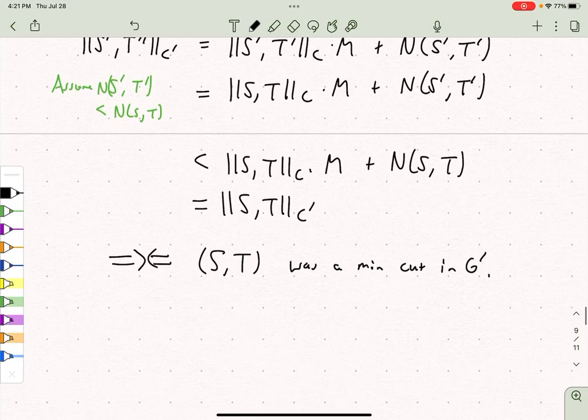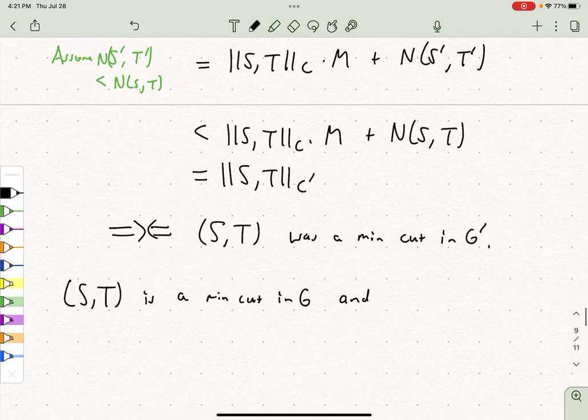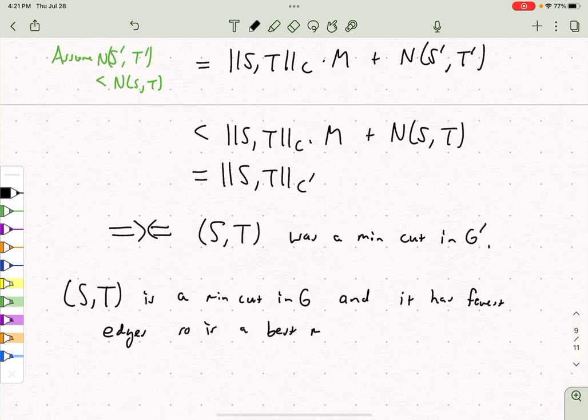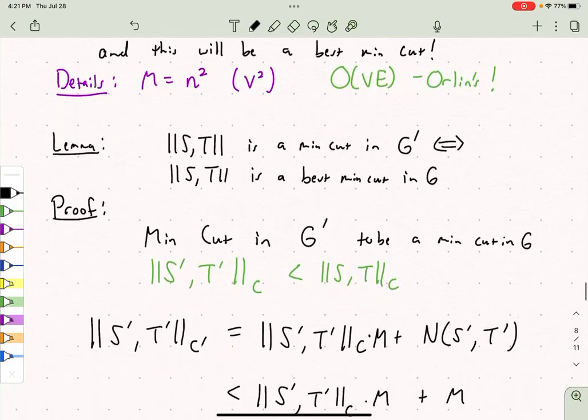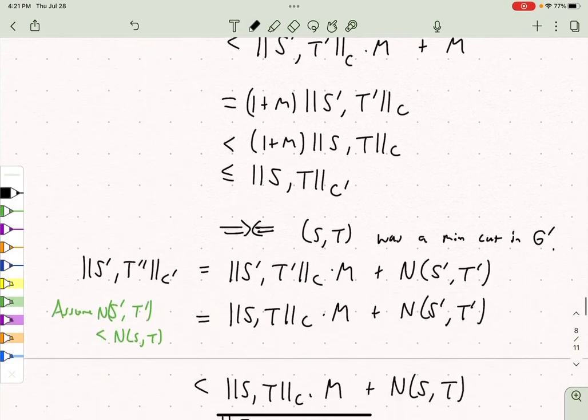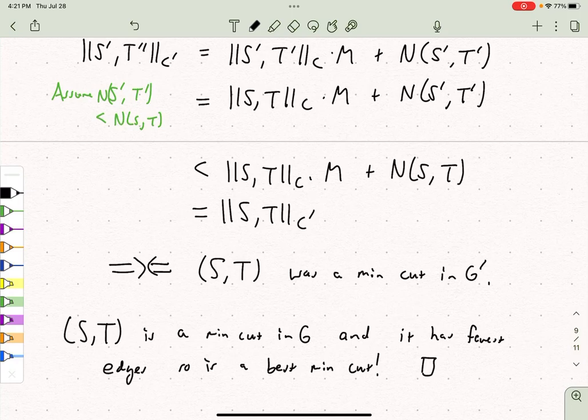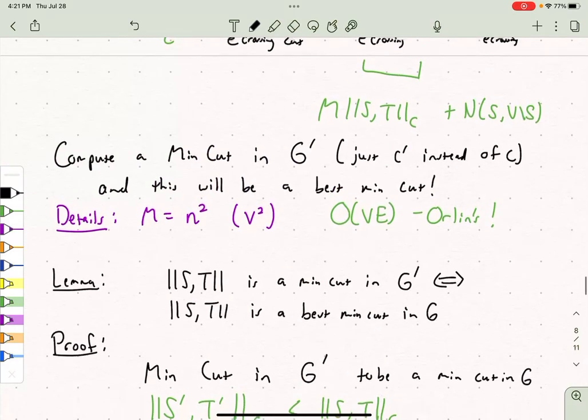And so in either case, we know that ST is a min cut in G by the first thing we proved, and by the second claim, it has the fewest edges. So it is a best min cut. So this statement probably was kind of obvious that we should do this, but as you can see, the formal proof does require some key algebra that we have to work through. And that's the full proof.